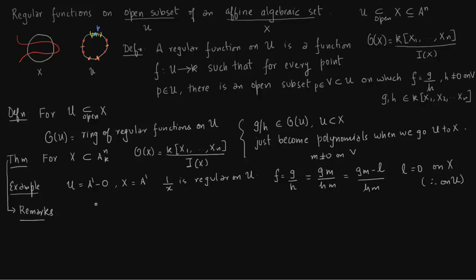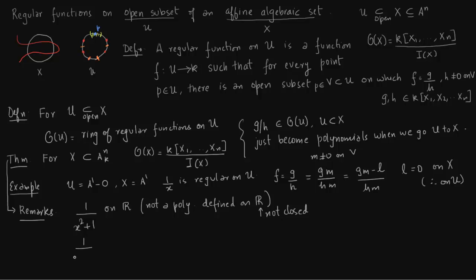So remark: consider 1 over x square plus 1 on real numbers. Now this is defined on the entire real numbers and there is no polynomial which corresponds to it. Does this mean the theorem is incorrect? The theorem is not incorrect precisely because the theorem applies only for k closed, and here R is not closed. So obviously the theorem is not applicable.